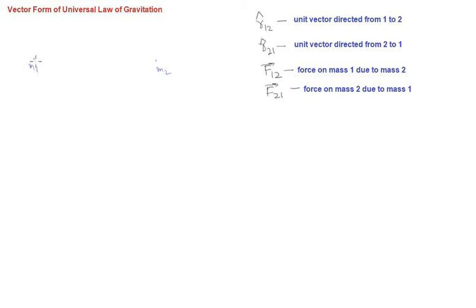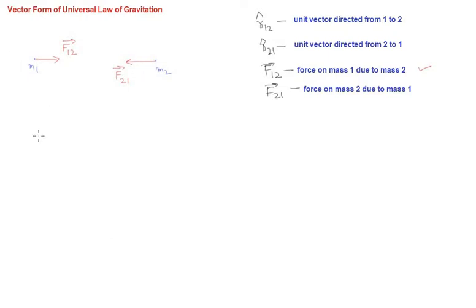Because the force is attractive, we know that mass m1 will be pulled towards mass 2. Let us call this the force on 1 due to 2. I have written it here: force on mass 1 due to mass 2. Similarly, there will be another force. m2 will be attracted like this. So this will be the force acting on mass 2 caused by mass 1. Do you see they are equal and opposite?